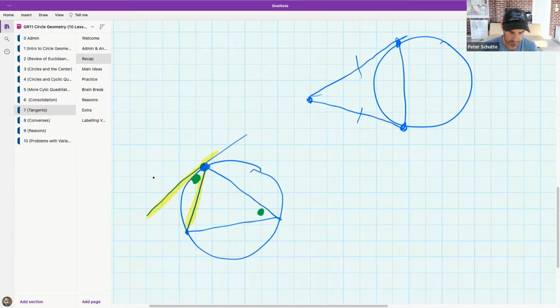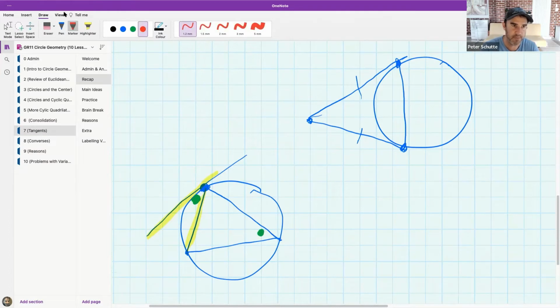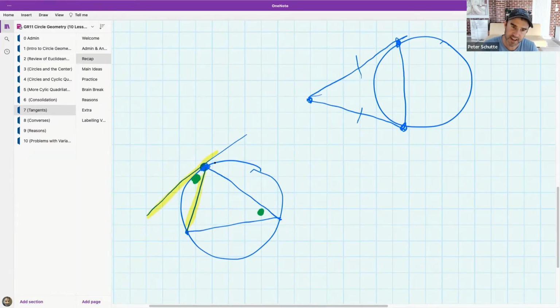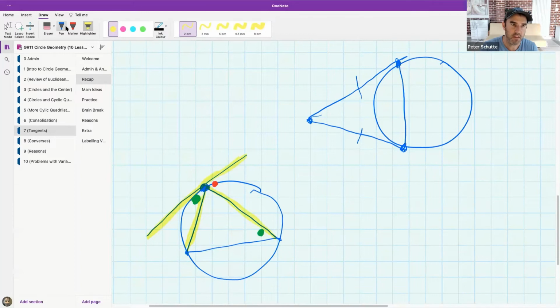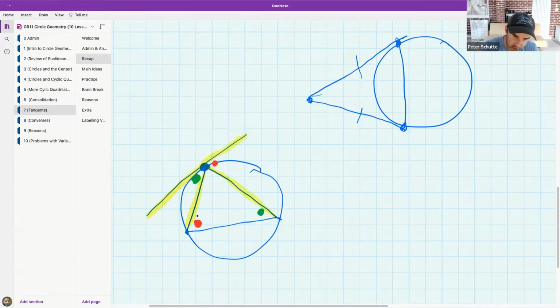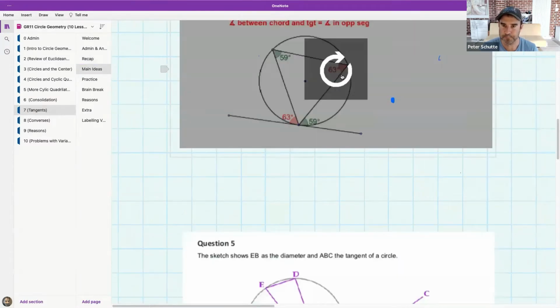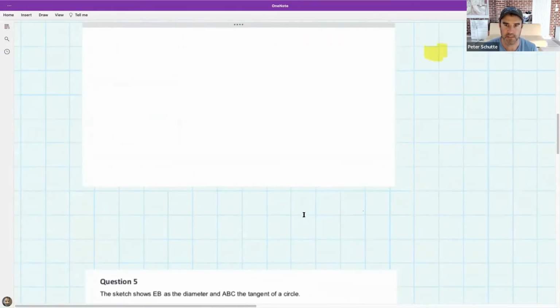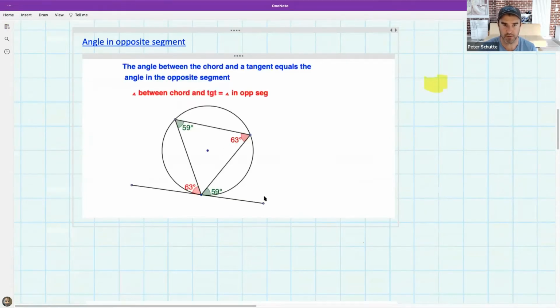Another way of seeing it is to see it from the other side. So if I have this angle over here, if you imagine the angle between the tangent and this chord, then those two angles are going to be equal. Okay, so that is a bit strange, but let's just see it in the GeoGebra thing. And then we'll take these ideas and we'll explore them further.